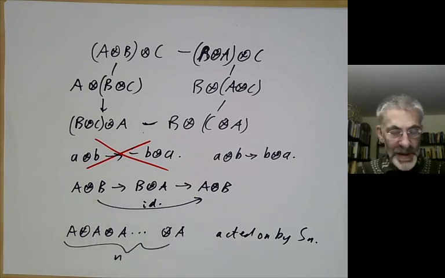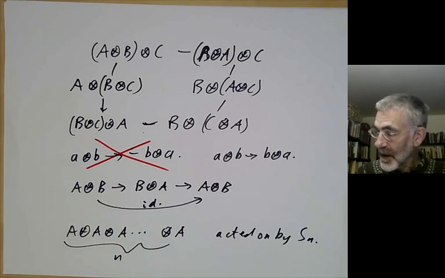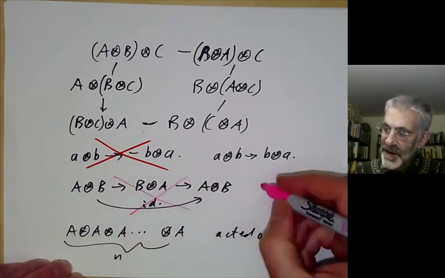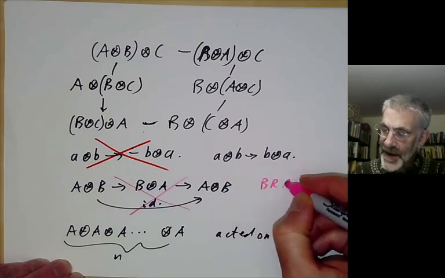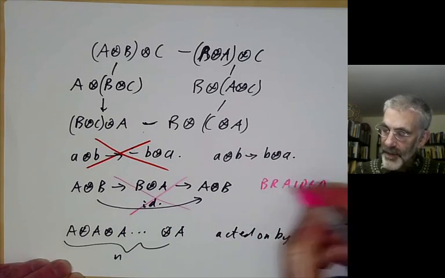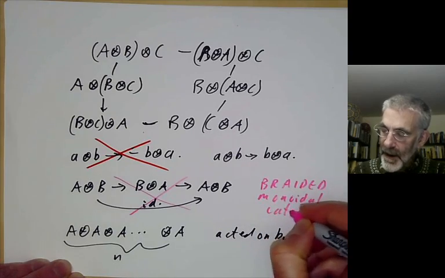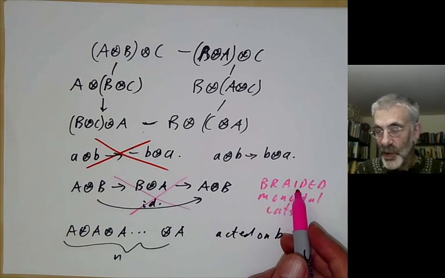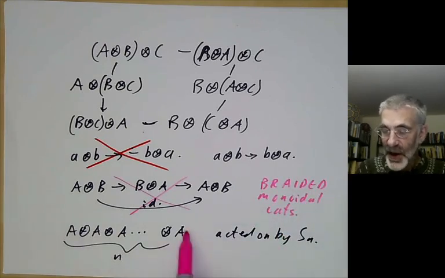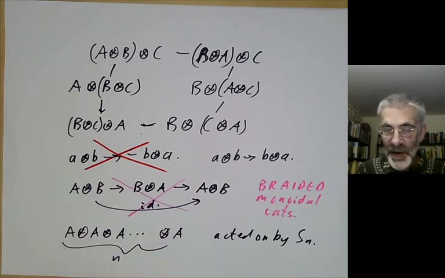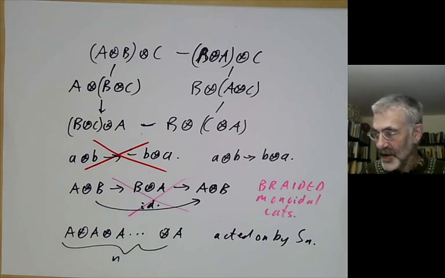Actually, there's an interesting variation. If you want, you can drop this condition. And if you drop this condition, you get things called braided monoidal categories. They are called braided monoidal categories because you only have an action of the braid group on this, because if you switch these two things and then switch them back again, you don't get what you first started with.